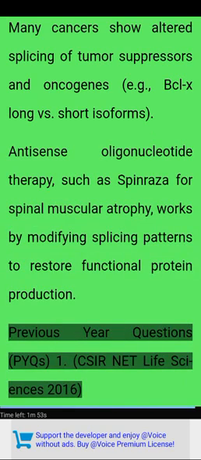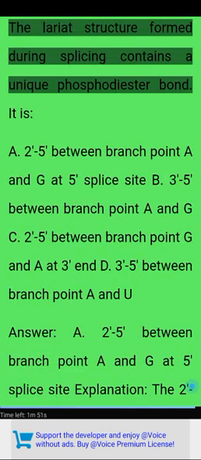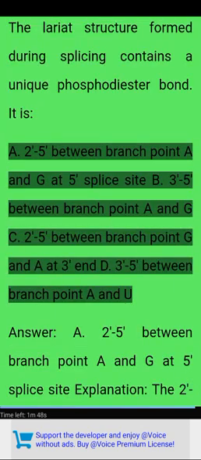Previous year questions, PYQs. 1. CSIR NET Life Sciences 2016. The lariat structure formed during splicing contains a unique phosphodiester bond. It is: A, 2'-5' between branch point A and G at 5' splice site. B, 3'-5' between branch point A and G. C, 2'-5' between branch point G and A at 3'. And D, 3'-5' between branch point A and U.